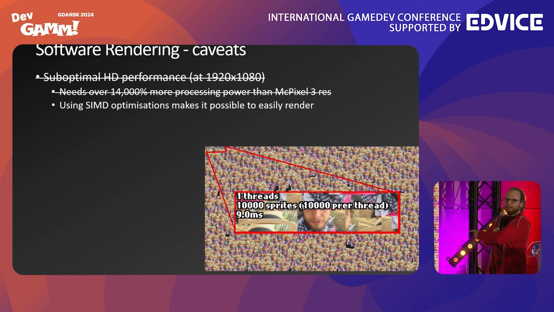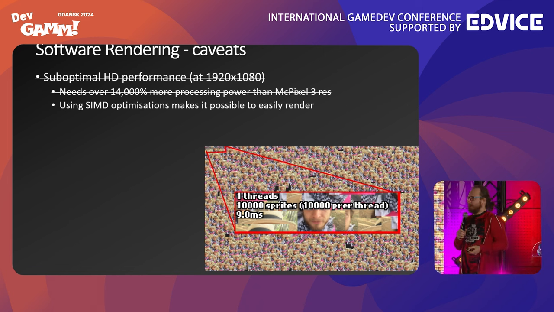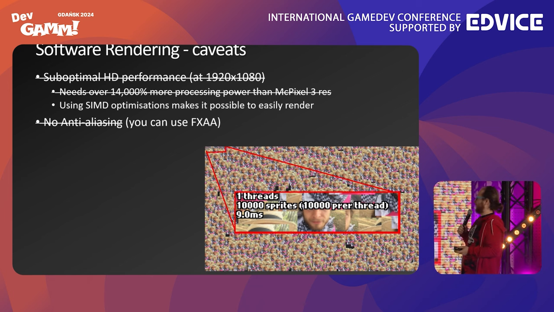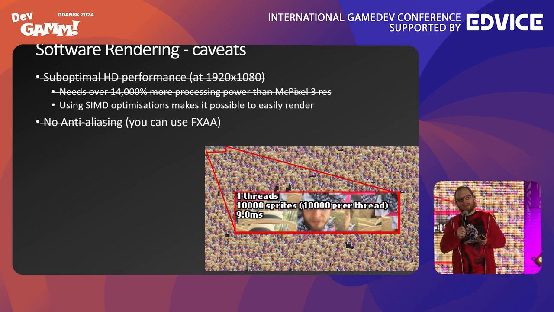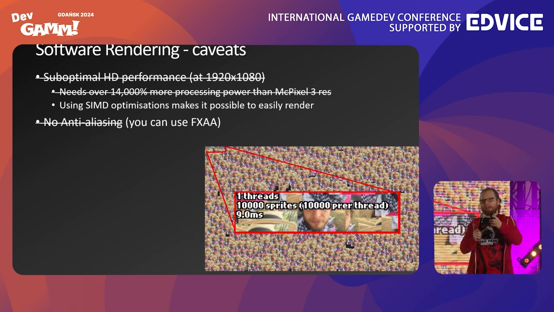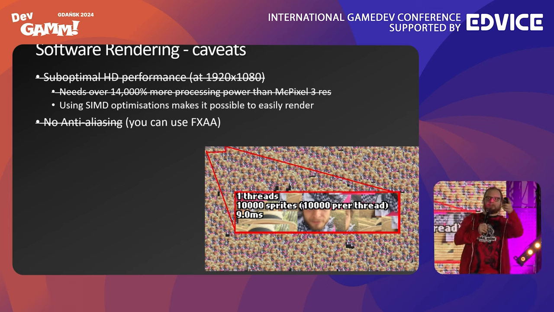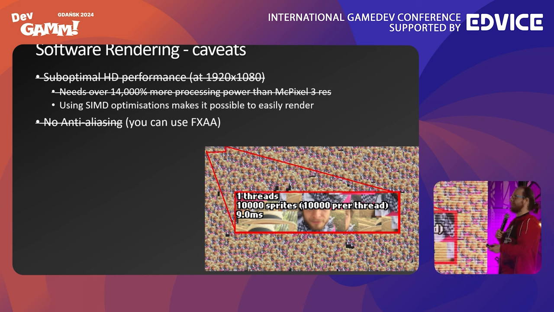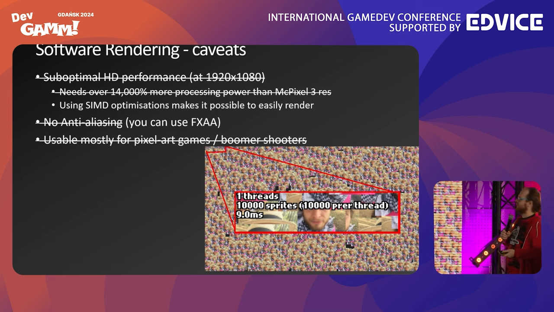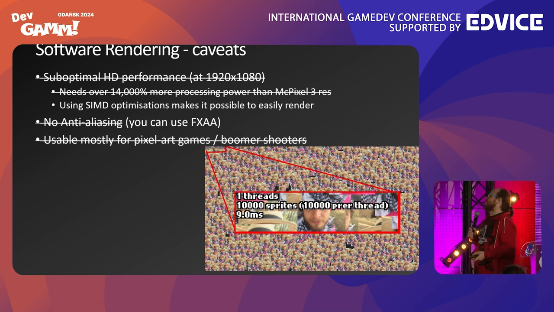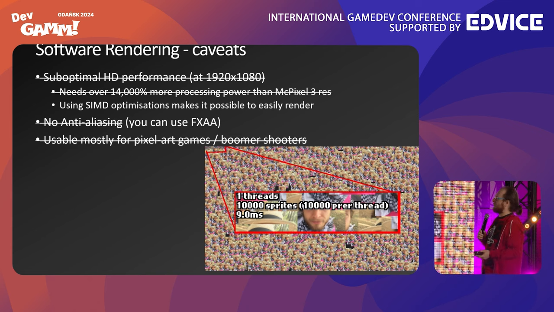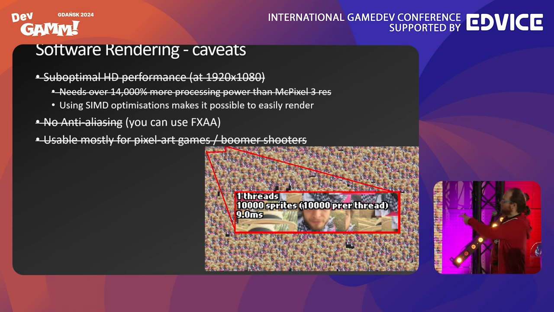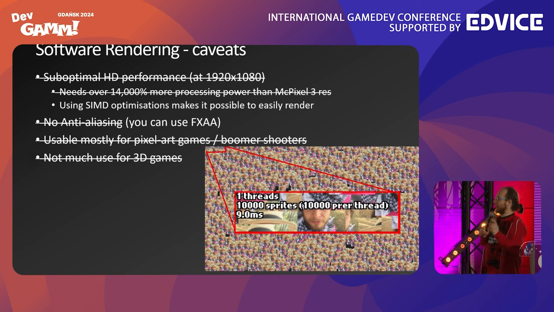This can easily render any kind of 2D game that you can think of, like mobile games and simple games. No anti-aliasing? Well, you can use FXAA. What FXAA does is it doesn't do multi-sampling. It kind of averages the pixels. It just samples the pixels that are already on the screen. You can have that in process, and you have enough performance to do that. Now, I said that it's usable mostly for pixel art games and boomer shooters. Well, it's easiest to utilize this method for those kinds of games, but with these optimizations, you can use it for anything.